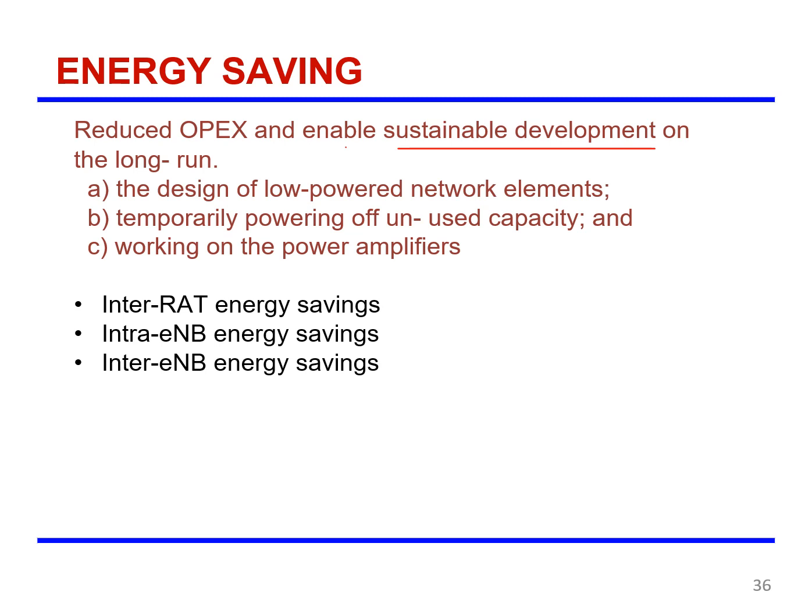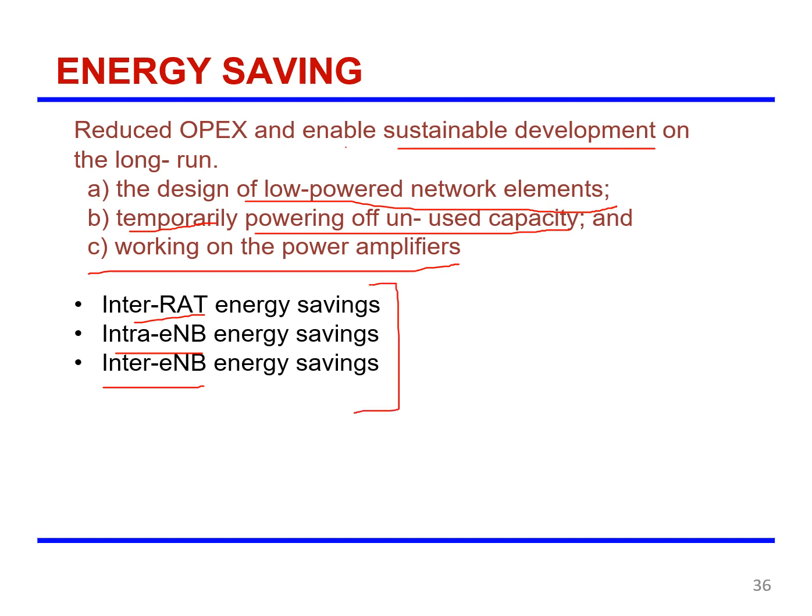By switching off low load networks, it will reduce the power consumption, and it will also sometimes dynamically, temporarily power off the unused capacity, and also works on the power amplifiers depending on the power coverage requirement. Power amplification also is dynamically tuned, thereby inter-RAT energy savings will be there. Intra eNode B savings will be there, inter eNode B savings will be there. So this will result in a lot of savings of operational expenditure for the operator.